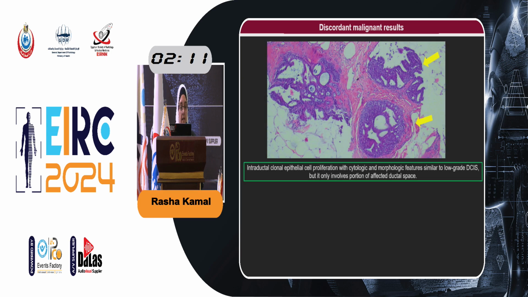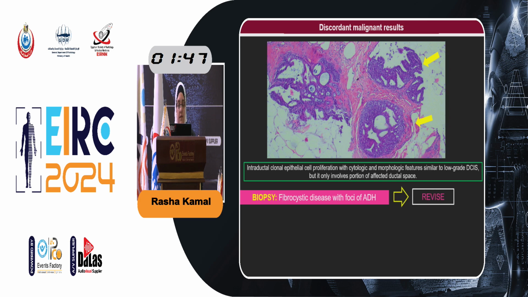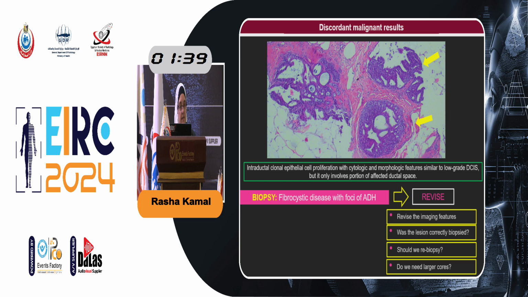A biopsy was taken, and the biopsy report came with an intraductal clonal epithelial cell proliferation with cytologic and morphologic features similar to low-grade DCIS, but it only involves a portion of the affected duct. And the pathology report, in the conclusion, they said it is fibrocystic disease with foci of ADH. When we saw this, we said, no, this is discordant with what we saw on the mammogram, and we should revise ourselves, revise the imaging features. The imaging features were typically malignant.